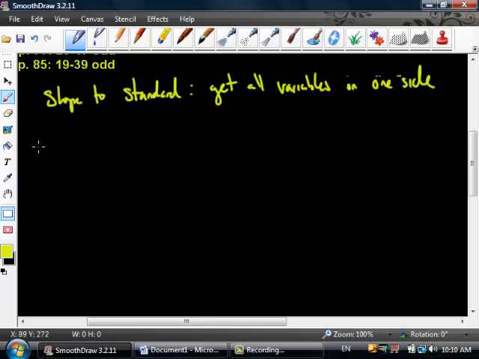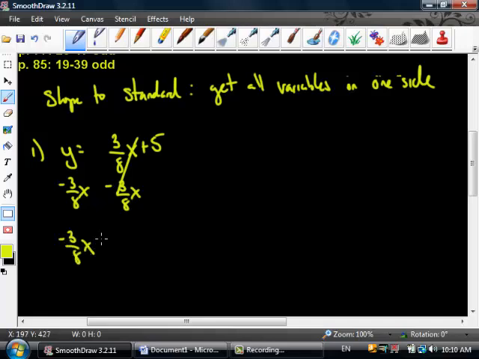So I'm going to give you a problem. I'm going to give you, say, that's going back to number 1 here. y equals 3 over 8x plus 5. Okay, remember, the key thing about standard form is that all the x's and y's are on the same side. So if I'm going to move 3/8 x over, I need to subtract 3 over 8x from both sides. So what I have now is negative 3 over 8x plus y equals 5.